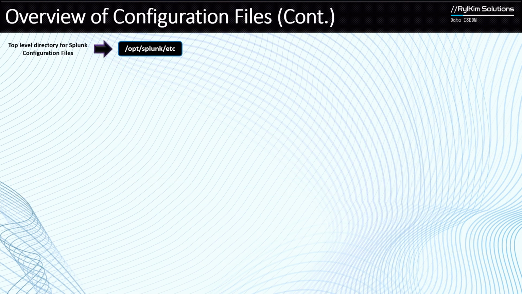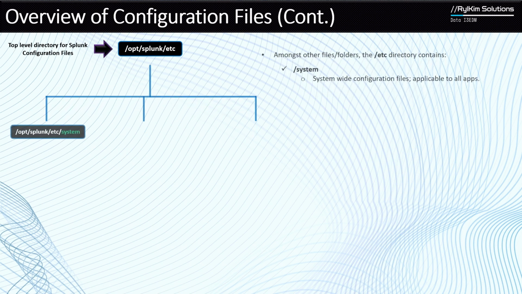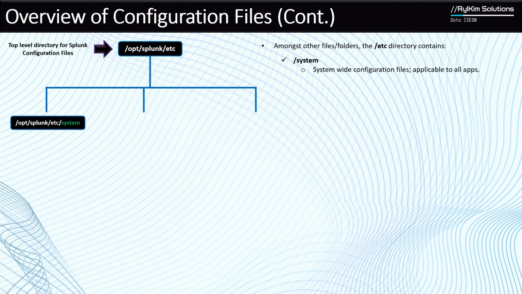Okay, so now what we're going to do is go into the etc folder that contains your configuration files, and again try to break it down into lower level folders, just for you to understand the structure of how the files are organized within this folder. So the first one that we're going to see here is etc/system.